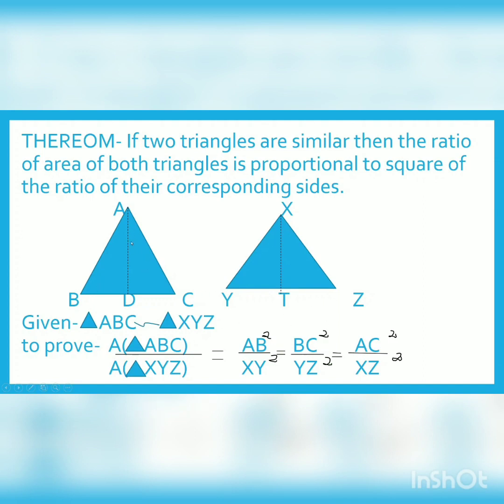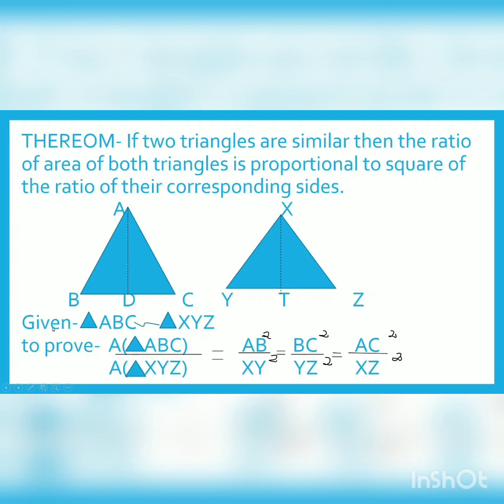You can see here this is a dotted line. This is also an XT dotted line. Means there is a construction. The construction is AD perpendicular to BC and XT perpendicular to YZ.